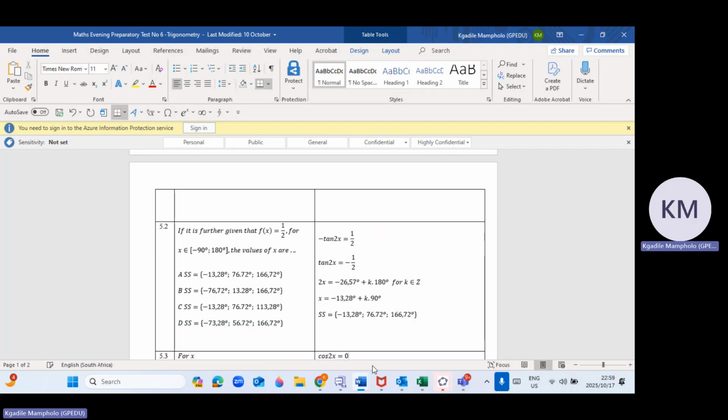Remember, in the exam, you will not be penalized for not showing how you calculated, as long as the marker sees this generalized equation and you indicated that k is an element of integers. The marker will understand that you got your answers from your general solution.